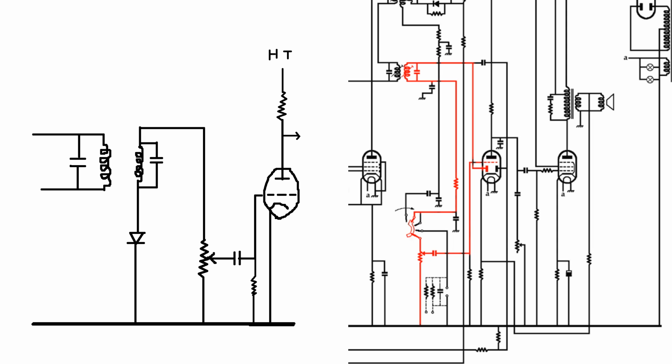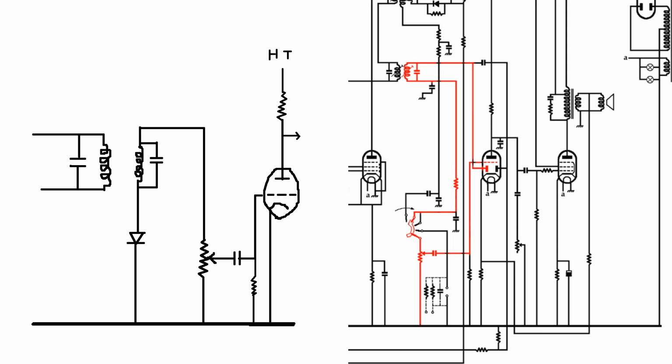Okay, here on the left I've redrawn the IF transformer, so there's its primary and secondary, and you'll see the secondary is connected to the diode, and that's exactly the same as it is in the circuit on the right. And then from the other end of the IF transformer it comes to the potentiometer.